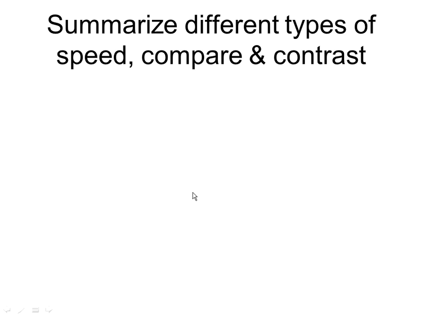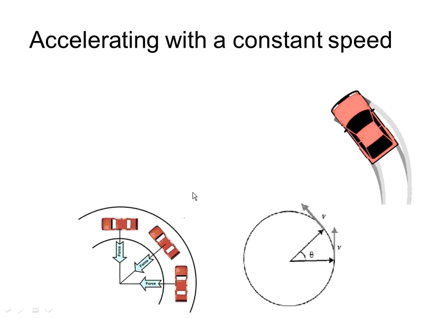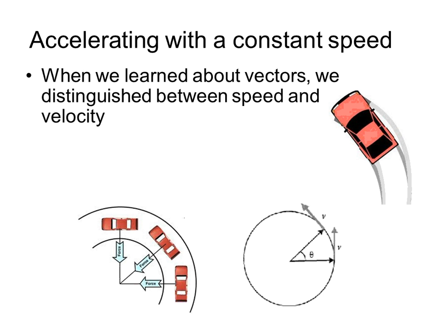Okay, accelerating with a constant speed. When we first talked about vectors and scalars, we distinguished between velocity and speed. Someone please remind me, what is the difference between velocity and speed? Or which one is a vector? Velocity is a vector, speed is a scalar.